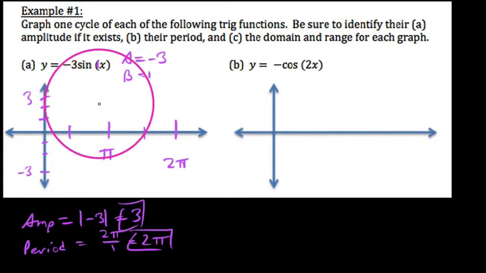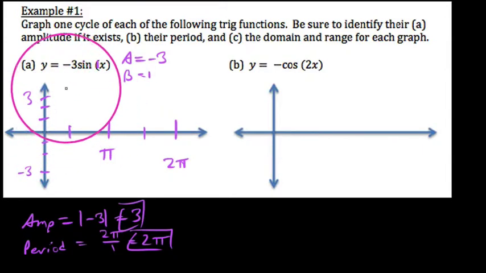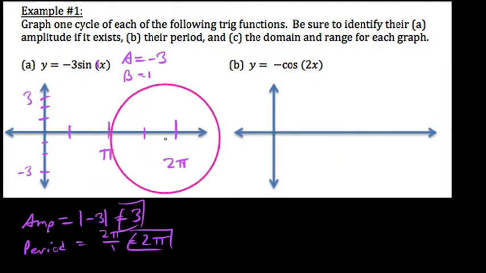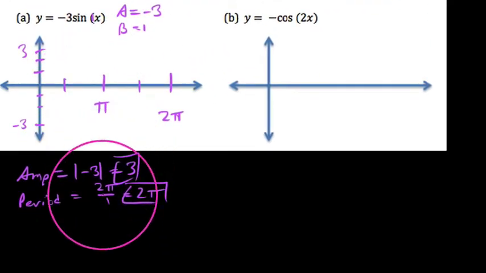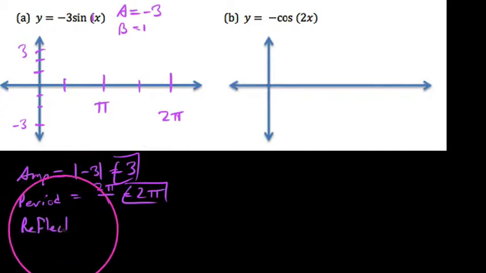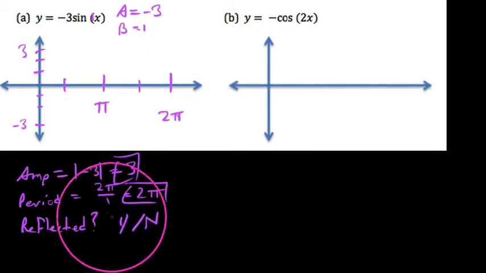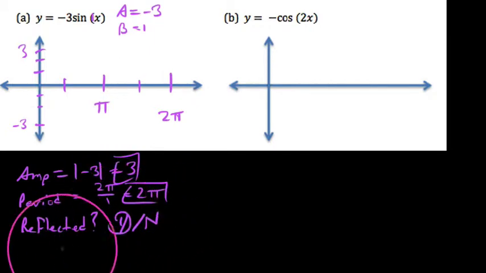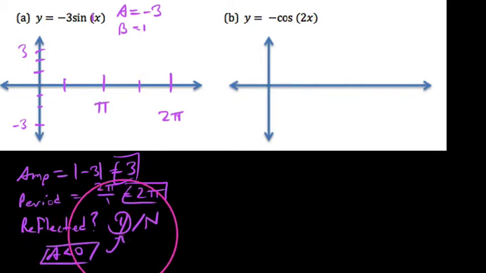Then we're just going to use what we know about the basic shape of sine, which typically starts at 0, goes up to its maximum, back to 0, down to its minimum, back to 0. But in this case, you'll notice that before we graph this, we said the amplitude is this, the period is this. Now we need to ask this question for the first time. We say, is it reflected? And I look at this as a yes or no question. In this case, because our a value is negative, a was less than 0, then yes, we're going to have a reflected graph.